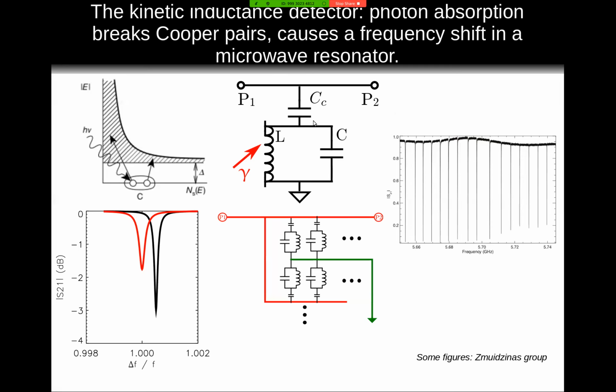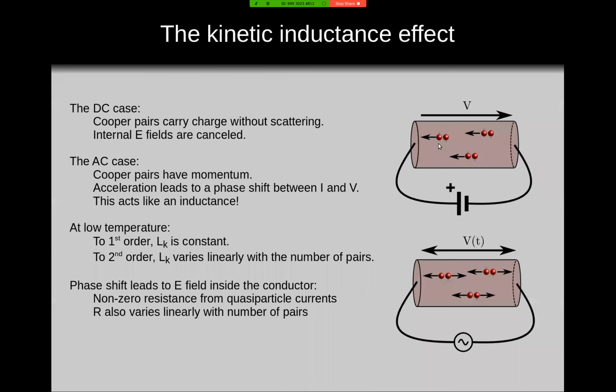Eric, can I send you back a slide? Sure. You said something there that I guess I hadn't realized. It says to first order LK is constant, but to second order it varies linearly with number of pairs. I hadn't realized that was at second order. Is it obvious that to first order the inductance is constant, or do you have to do some math to have that pop out? Yeah, I think it's not. I don't have an easy way to write that down.